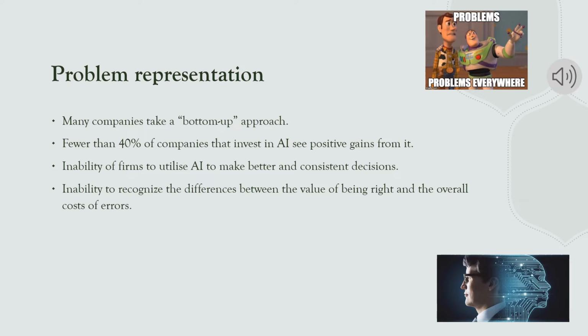Most firms don't utilize AI's ability to make better and consistent decisions, and often they fail, which keeps them in the trend of following their old practices, going backwards instead of forwards. They don't recognize the differences between the value of being right and the overall cost of their errors, and assume all mistakes made through predictions are equivalent.